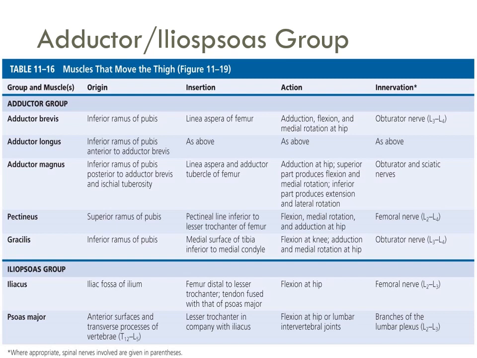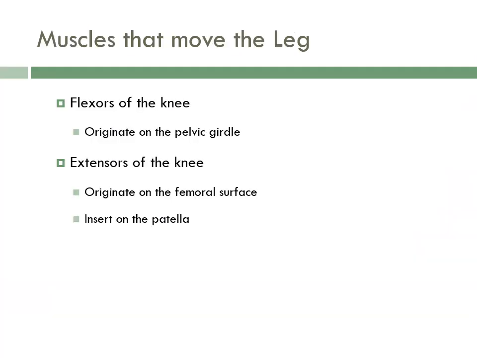So our adductors we discussed, and then our iliopsoas. I do want you to know that iliopsoas muscle. And then we have muscles that move the leg. We have flexors of the knee, which originate on the pelvic girdle, and extensors of the knee, which originate on the femur and insert onto the patella.